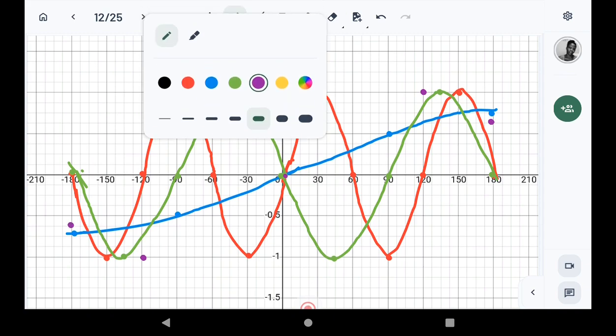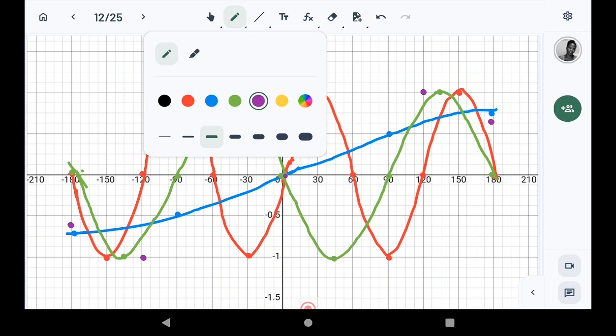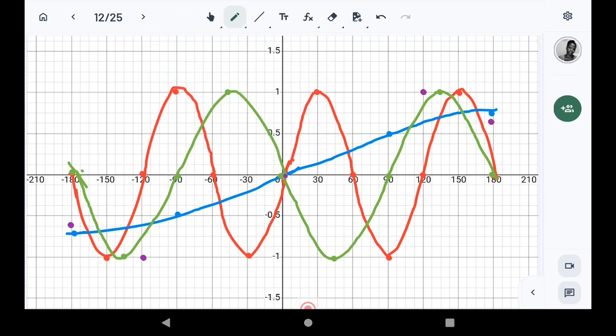Now let's connect all the points. And that's how you connect the graphs.